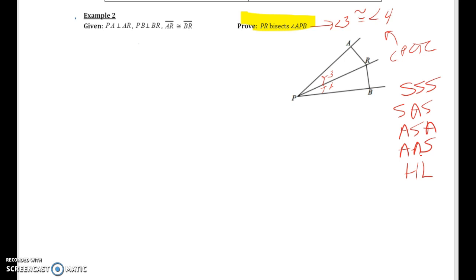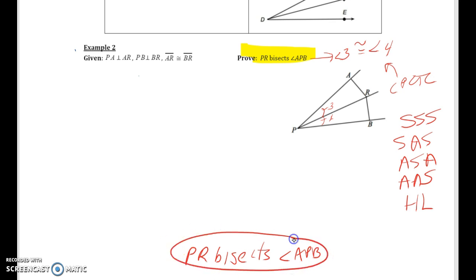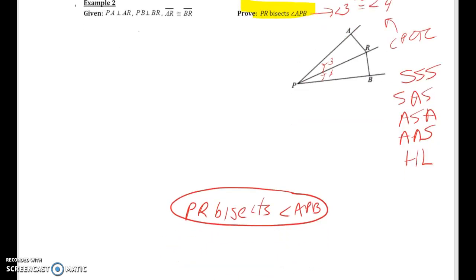And one reason I like the flow-proof is that we can begin with the end in mind. So I know that I'm going to show that PR bisects angle APB. That is what I'm going to conclude with. That is where I am going. And my reason will be that PR cuts angle APB into two congruent parts, which is the definition of an angle bisector.